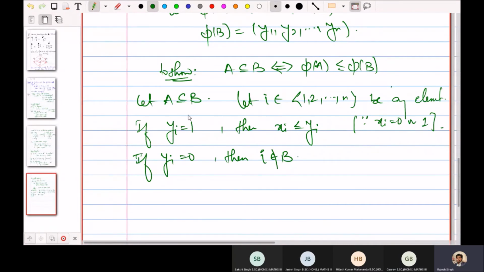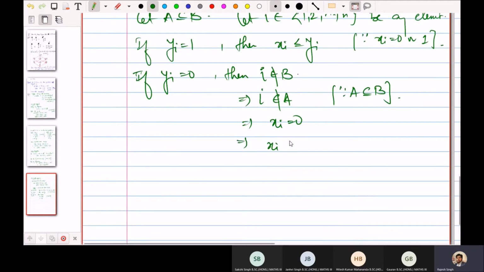अभी तो Y से है ना, Y B के corresponding है. So yi is equal to 0 means i does not belong to B. Now this implies i does not belong to A. Why? Because our A is a subset of B. So अगर B के अंदर ही नहीं है तो A के अंदर नहीं हो सकता. Right? And this implies xi is equal to 0. And this implies xi is related to yi because both are 0. So hence xi is related to yi for each i equal to 1 to n.